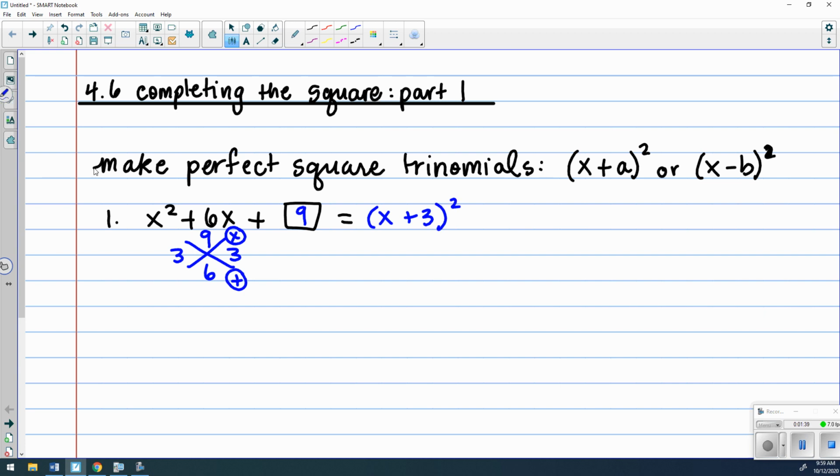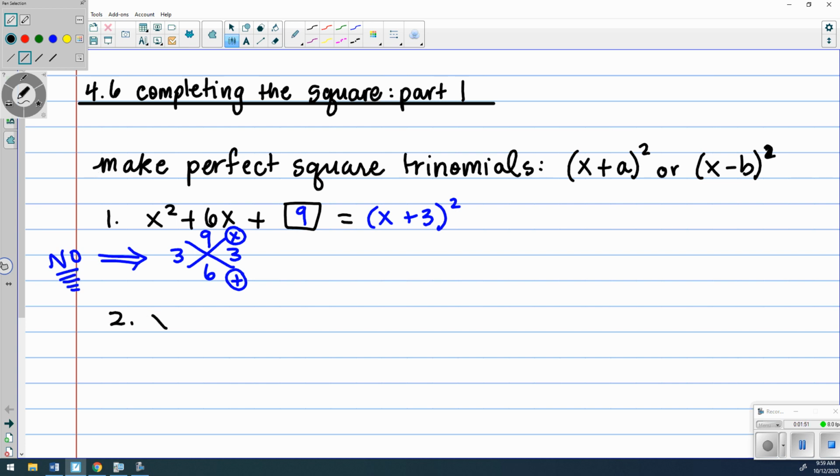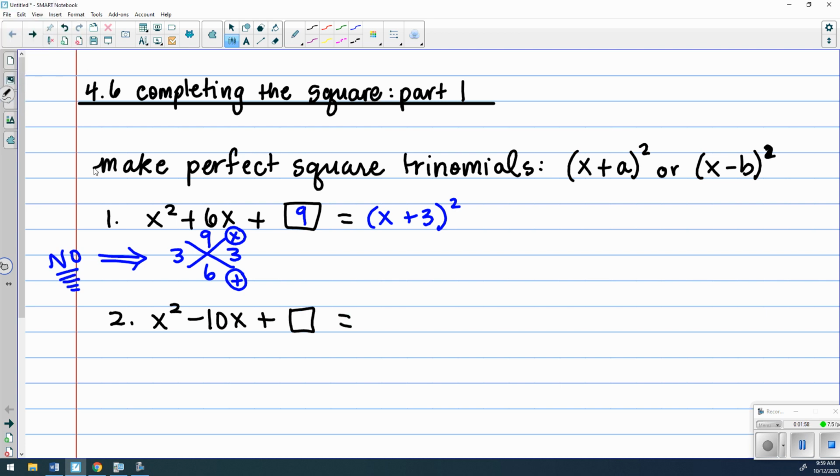Now, I don't want you to do any of this. I don't expect you to do any of that. This is all going to be something you can just think your way through. So let's do some more practice. Practice makes perfect. X squared minus 10x plus something will give me a perfect square trinomial.